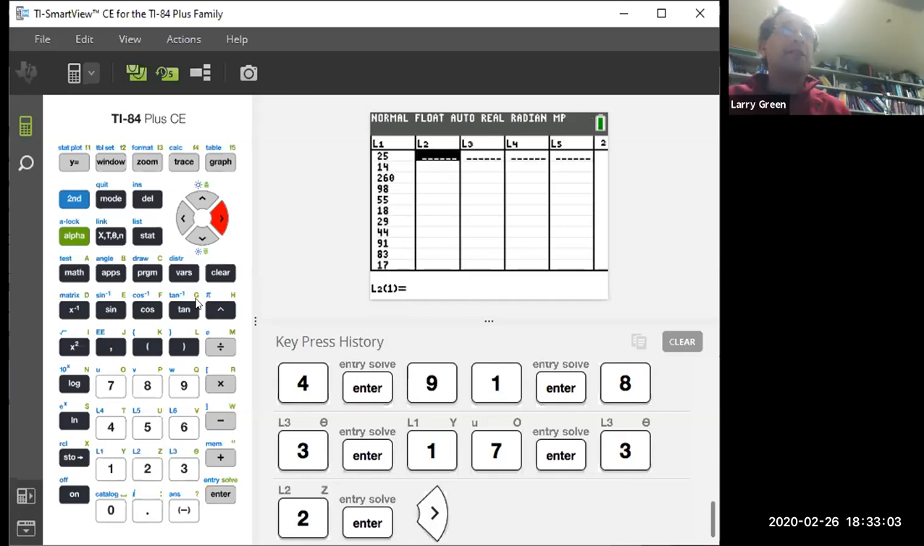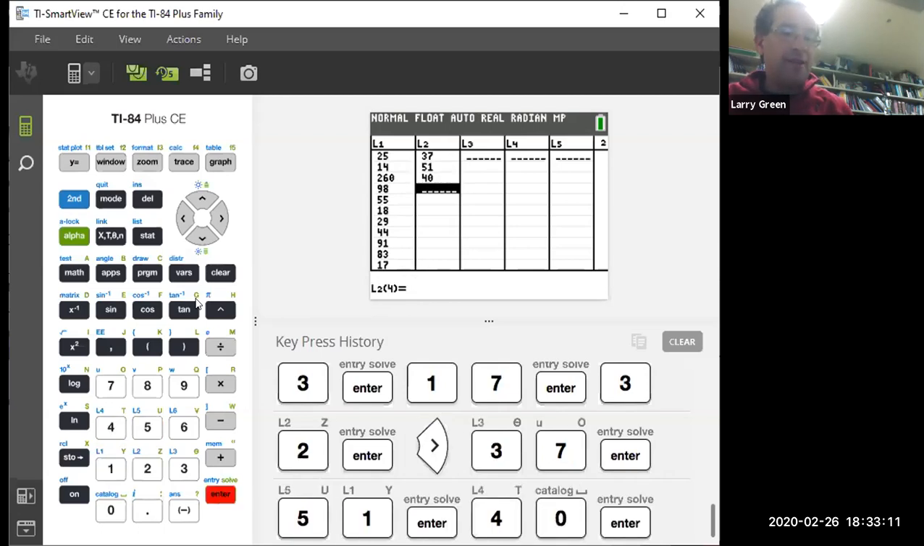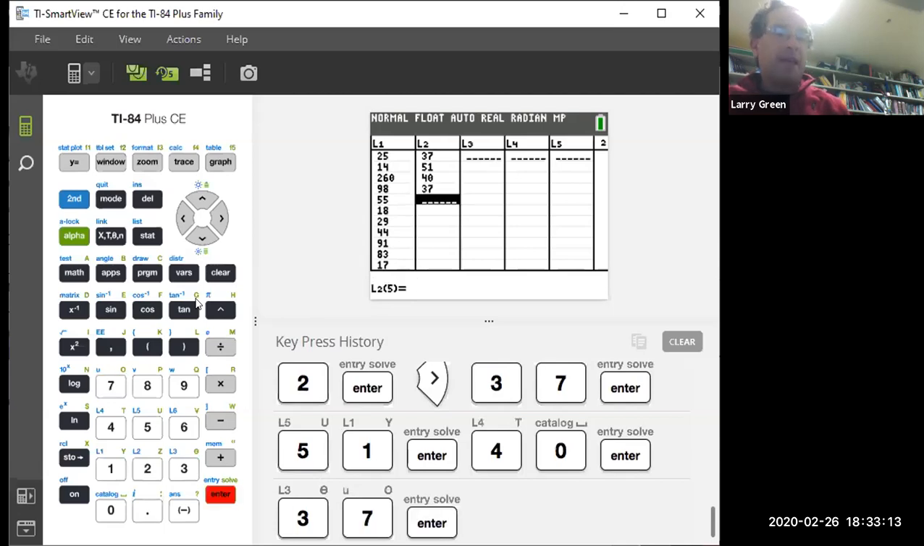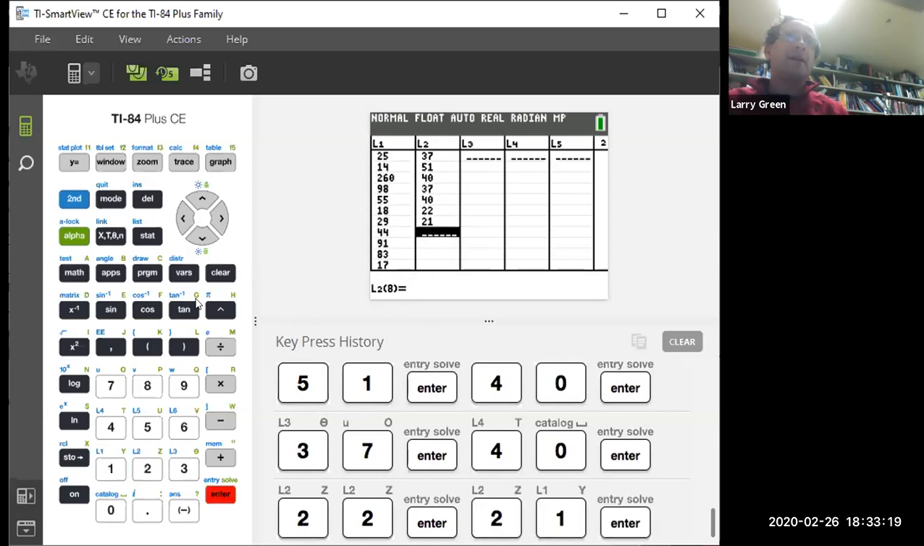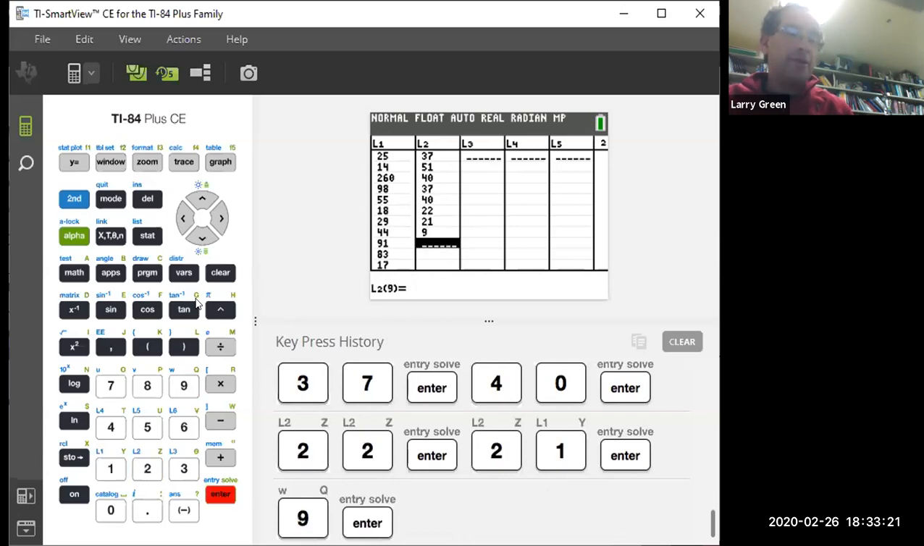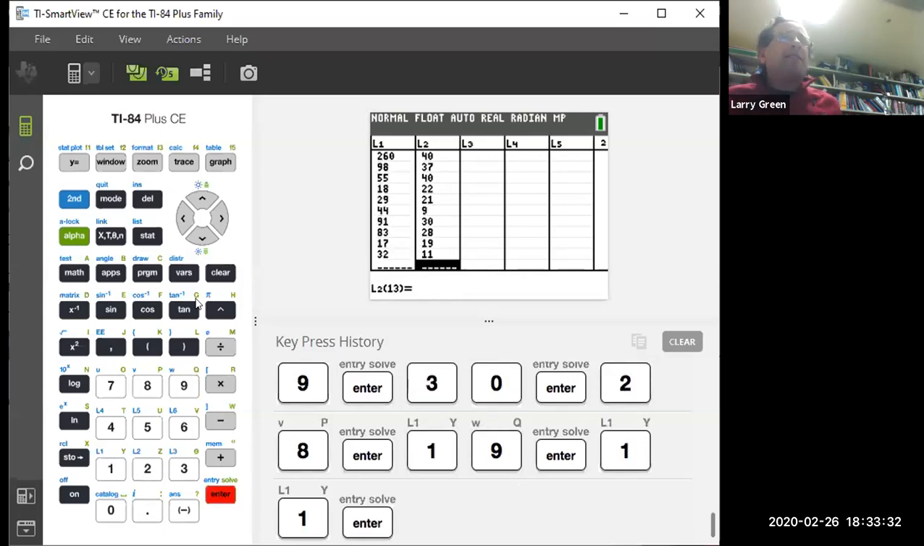Then I'm going to go to L2 and type in those numbers. 37, the first was 51, the next one was 40, 37, okay, 40 again, 22, 21, 9, 30, 28, 19, and 11. By the way, is the sample size large enough here?